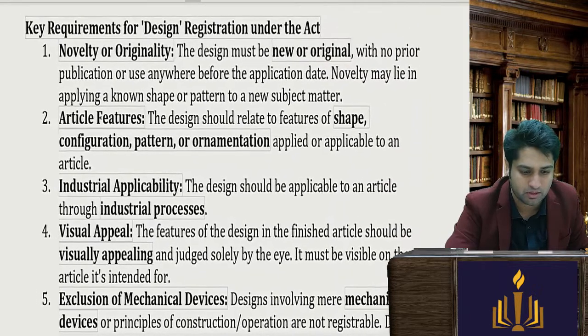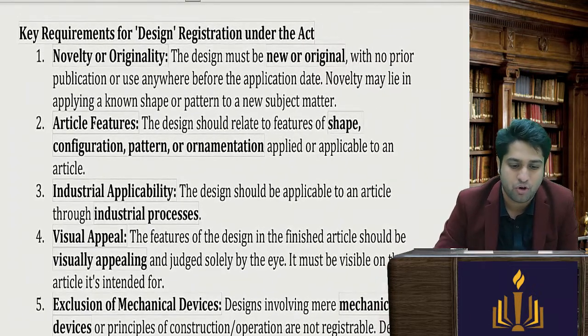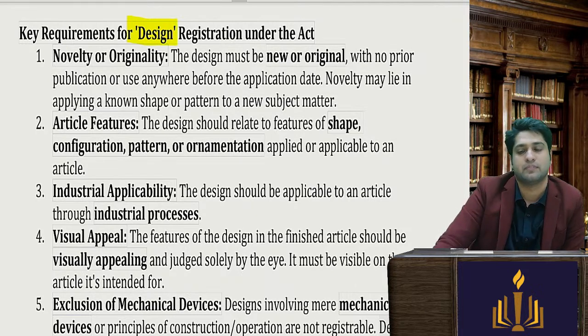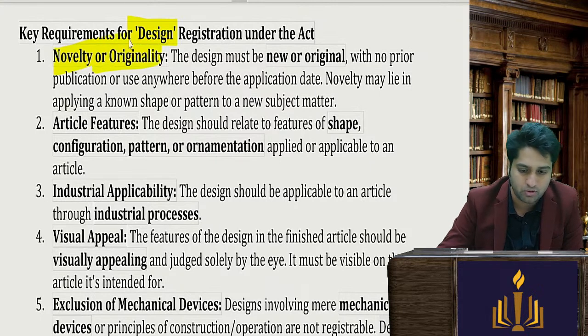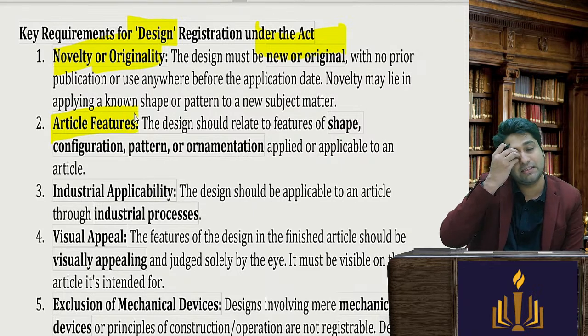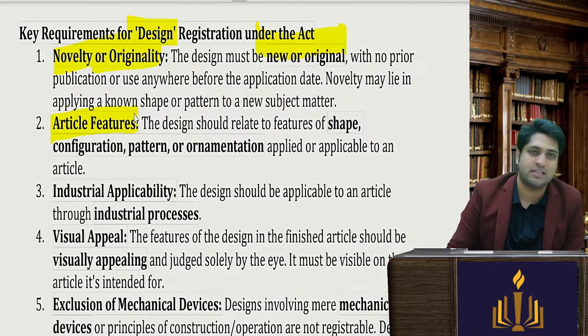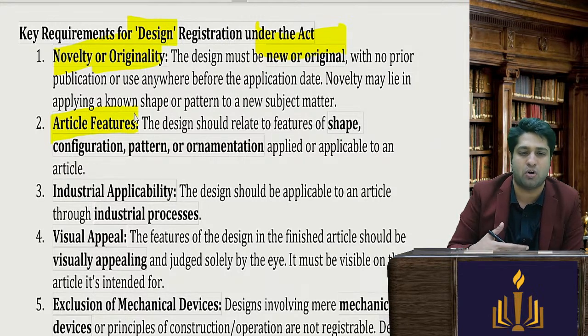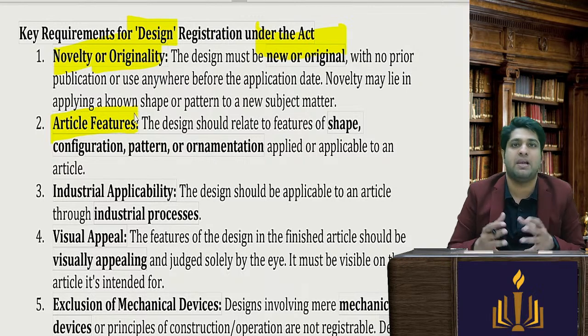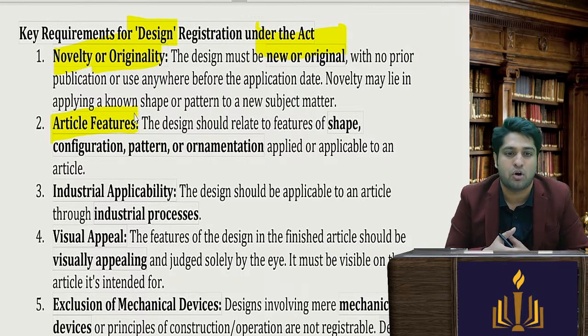Now coming to key requirements for design registration under the Act. So we saw for registration it should be new, it should be original, article features. Now again, for any article that is there, we will have to see the shape, configuration, pattern, ornamentation, the placement, jewelry placement, all of that will be seen.